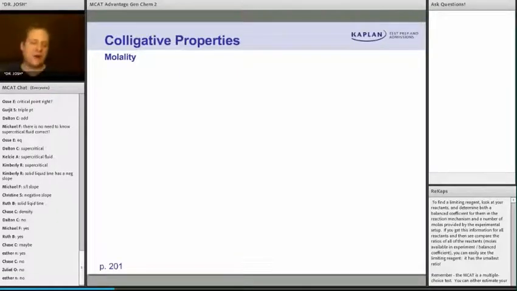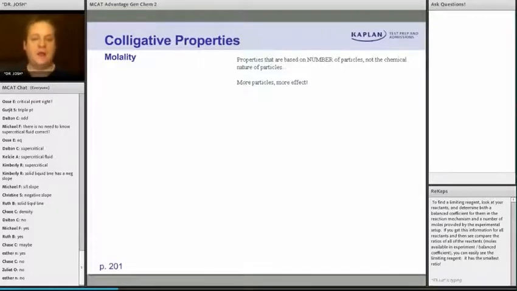Now that takes us to our final topic of chemistry 2, which is colligative properties. Colligative properties are properties that are based on the number of particles, not the chemical nature of the particles. So more particles, more effect. That's what a colligative property is. It's all about sheer number.